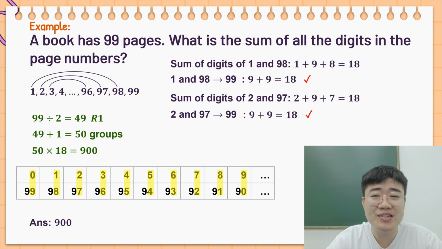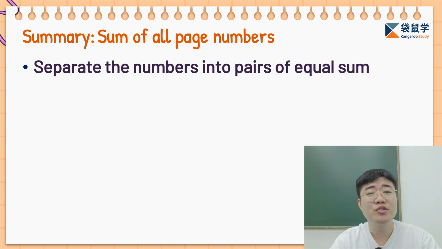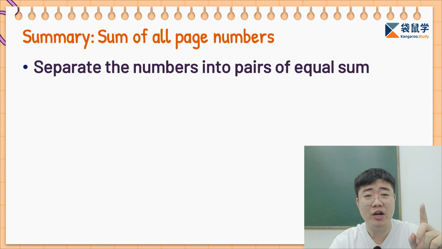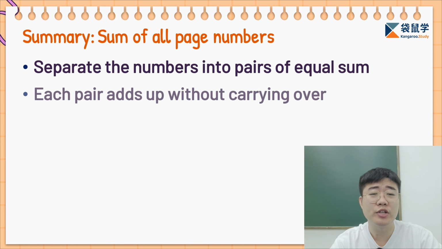So let's do a quick summary on this question here. When we want to find the sum of all page numbers, first, we separate them into pairs. So for every pair, we make sure that the total is the same. Then after that, we have to make sure that for each pair, when we add the numbers together, there is no carryover. This way, the sum of digits will not change.